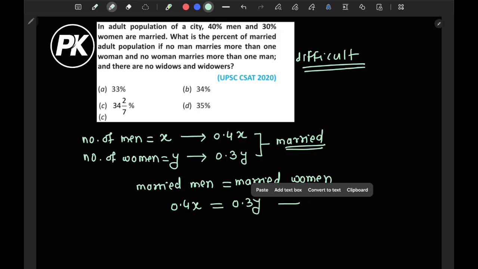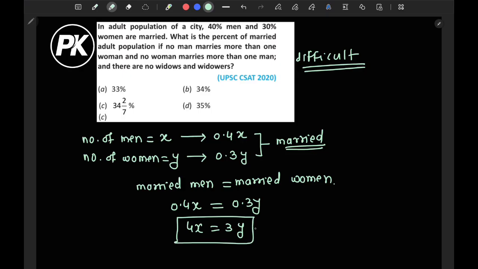Before writing equation number 1, I'll try to remove the decimal, because from both sides I can remove the decimal, and I can simply write 4x is equal to 3y, and I'll mark it as equation number 1.